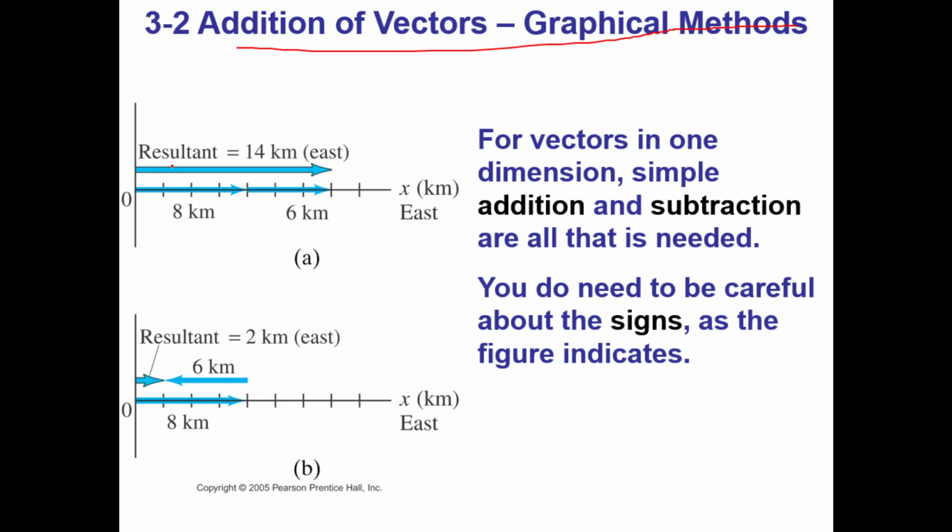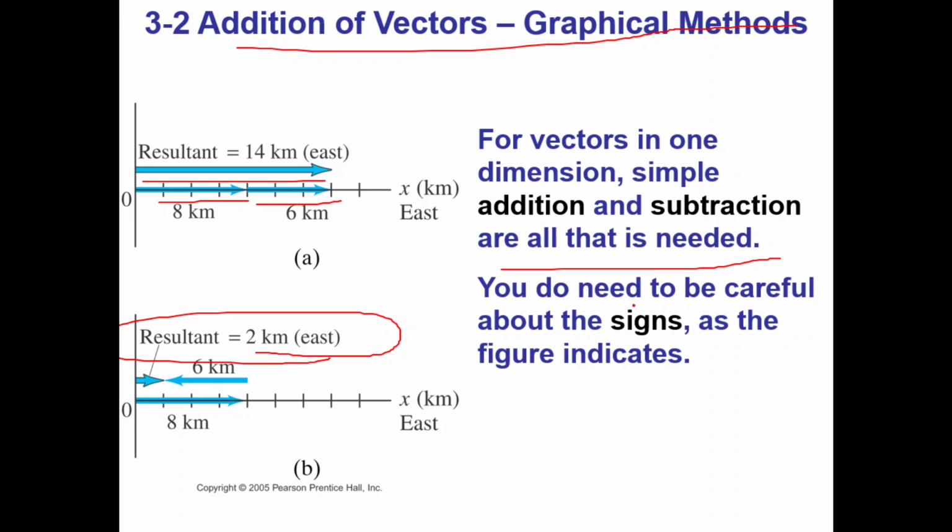Here we have the addition of vectors, using graphical methods. 8 and 6 give us 14 kilometers on the east side. Why is this not done on the other side? Because 8 minus 6 gives us only 2 kilometers as the resultant. For vectors in one dimension, simple addition and subtraction are all that is needed. Of course, we need to be careful about the sign, as the figure indicates: you use plus here, but here we use minus.